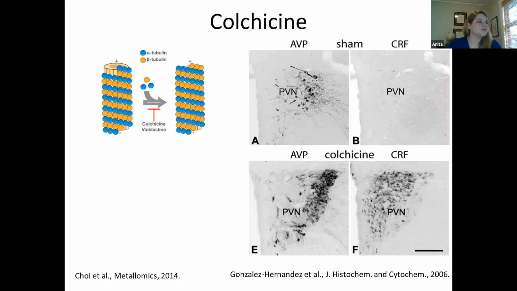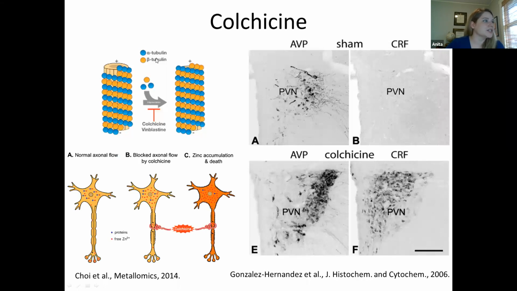So we actually use colchicine. Colchicine is a drug that's used for gout, and I didn't go down the rabbit hole of figuring out why it treats gout, but basically it blocks polymerization of tubulin. And so that way you can get retention of peptides. So this is AVP, AVP with colchicine. AVP always shows up. CRF does not show up, corticotropin releasing factor. This is the paraventricular nucleus, and you can see with colchicine it does.